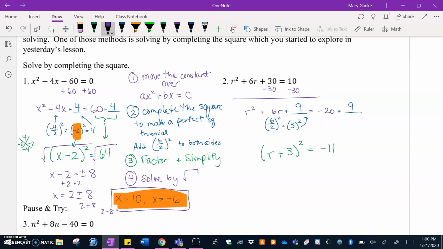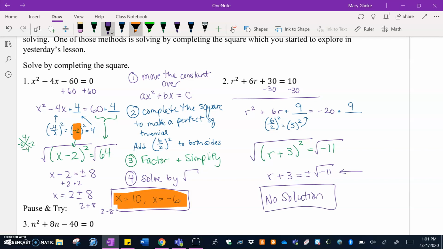Now this is in a form where we can solve by square rooting. So we're going to square root both sides. We get r plus 3 equals plus or minus the square root of negative 11. And here's where we say, uh-oh, we have that square root of that negative sign there. So this one here is going to end up being no solution. So no square rooting negatives. If that happens, you say no real solution.